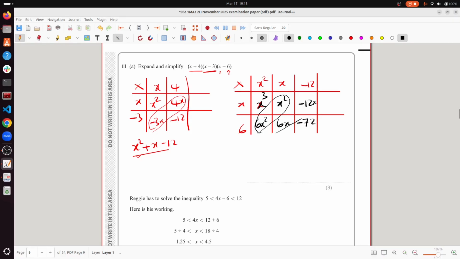These are like terms. So I have x cubed plus 7x squared minus 6x and minus 72.